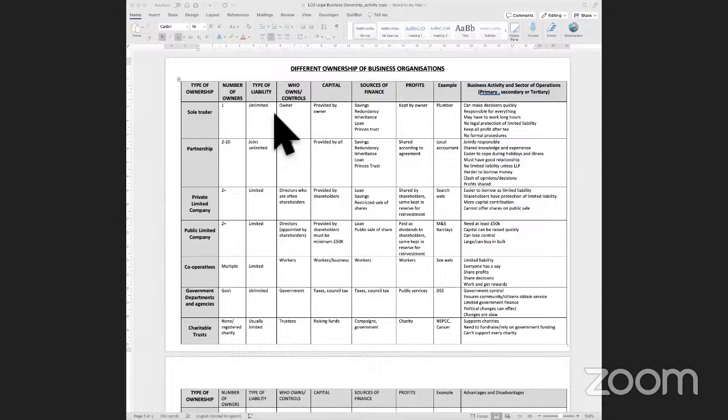Now, in such cases, the liability on the business tends to be unlimited because sole traders are self-employed individuals essentially who register with HMRC to pay taxes via self-assessment. And if your annual turnover is over 85,000, you're also expected to register for VAT, which is value-added tax. And then you are expected to charge VAT on the invoices as well.